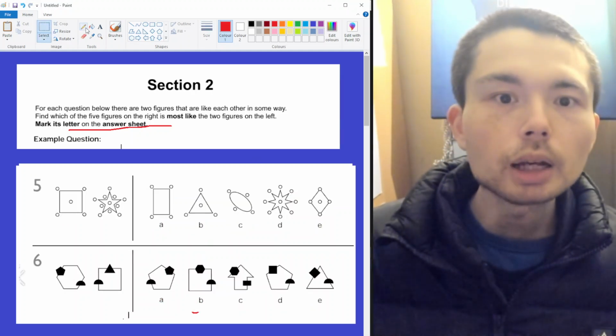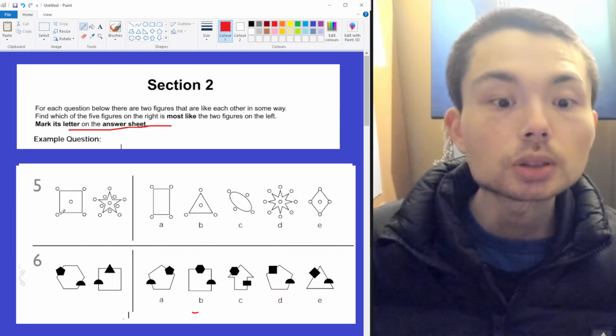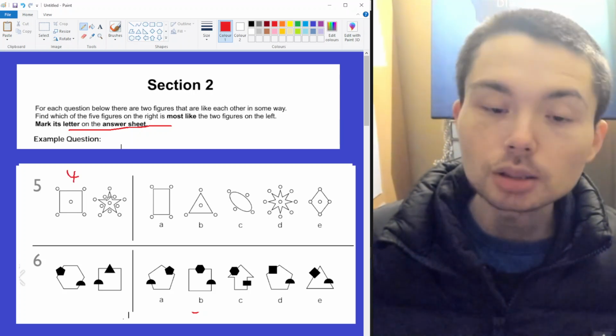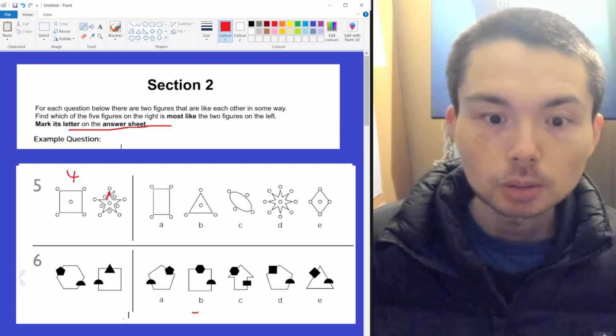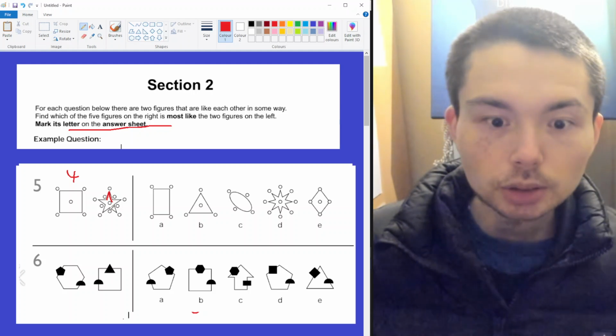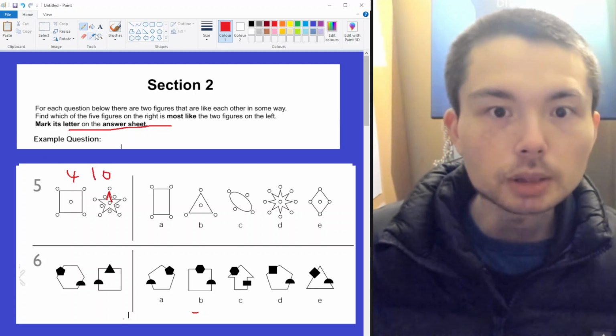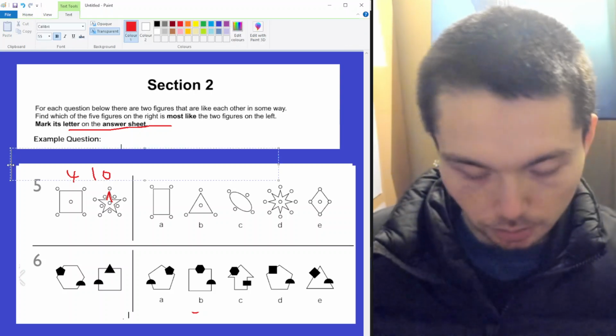Question 5. Let us count the number of sides of the shape. Here we have a square. 4. Count the sides here. This is just a 5-star shape. 1, 2, 3, 4, 5, 6, 7, 8, 9, 10. So these are the sides of this shape. Let's put that on the side.